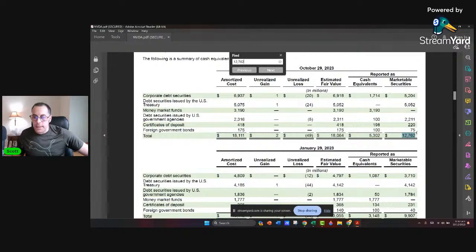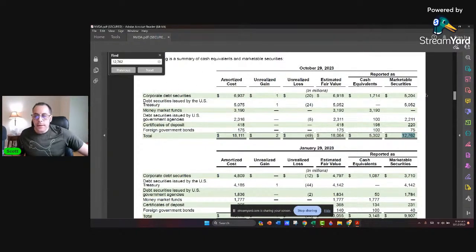and then I could see 12,762. 5 billion of that is corporate debt. 5 billion is U.S. Treasuries, which is cash. 2 billion is U.S. government debt. Then you have CDs. This is pretty much almost cash. It's very easy to convert this into cash. That's why it's so high.